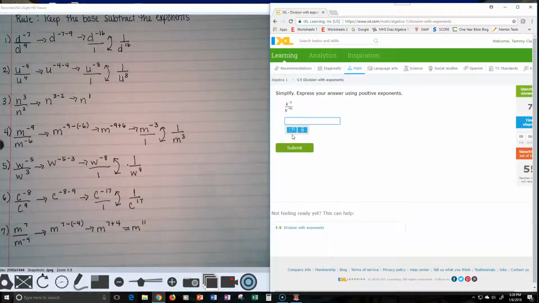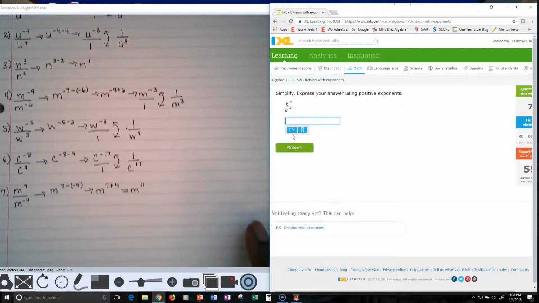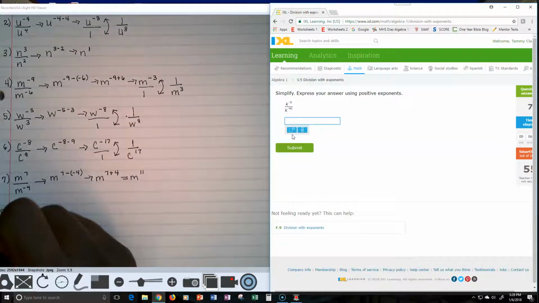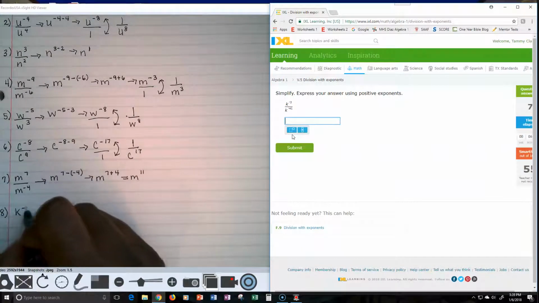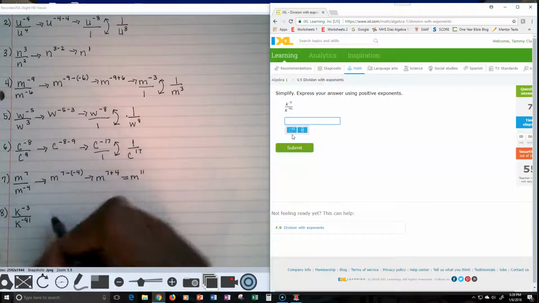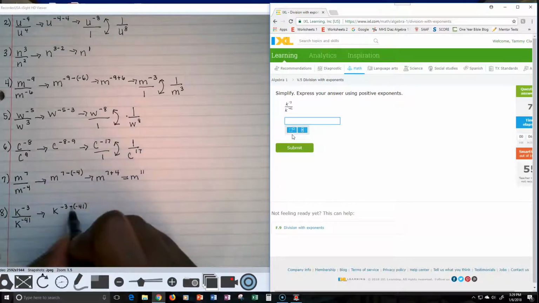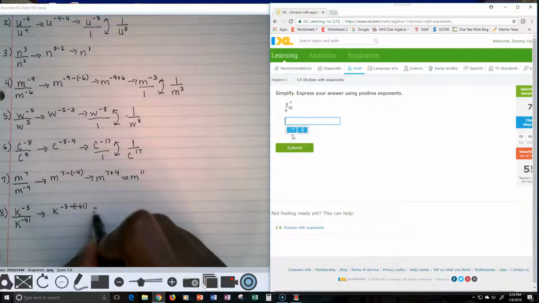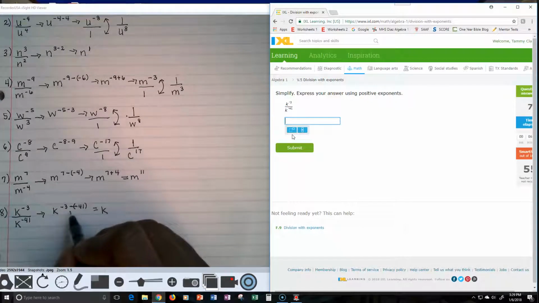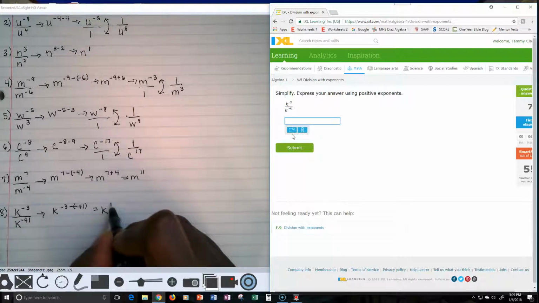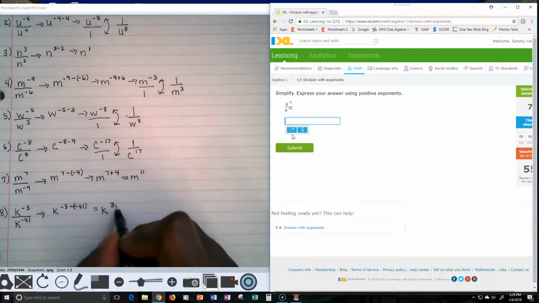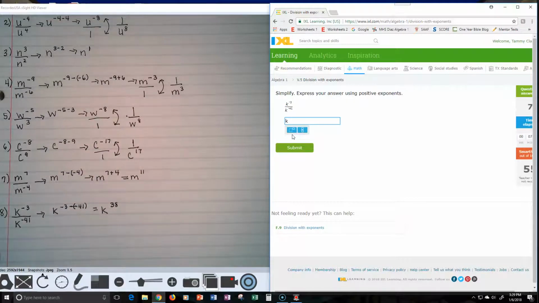Let's see if I can create some more room here. Number 8 would be k to the negative 3rd power divided by k to the negative 41st power. Keep the base, which is k, subtract the exponent, so negative 3 minus negative 41. So I know I'm adding those two together, and that would give me k, well, 41 minus 3 is 38, and 41 is positive and it's bigger, so that's just going to be k to the 38th power.